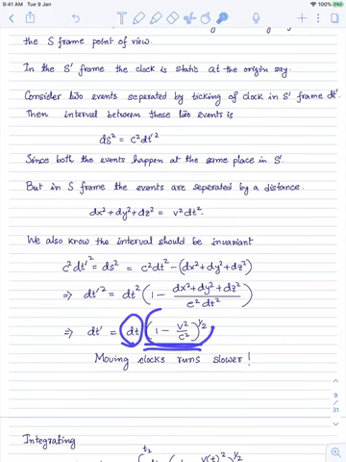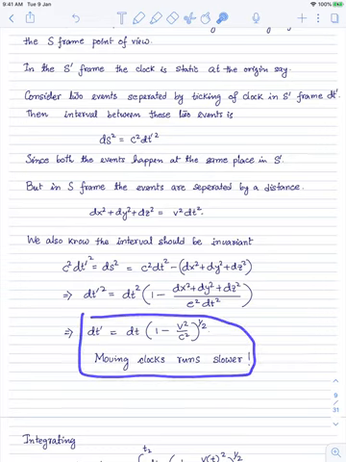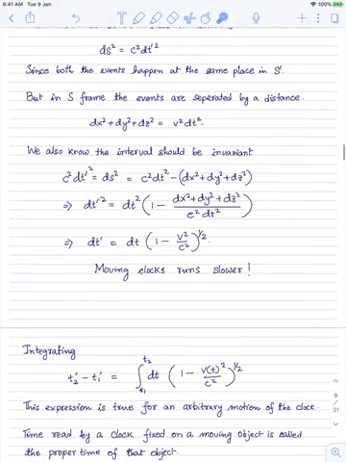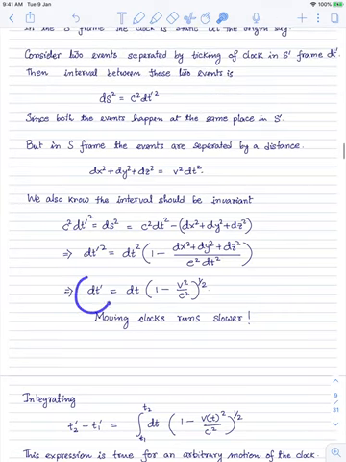Again, this factor is always less than 1. Because this factor is always less than 1, the same time interval for this object is going to be more than this. So the moving clock would turn out to run slower compared to the stationary clock. That is just a consequence, if you like, of this invariance of interval for moving clocks.